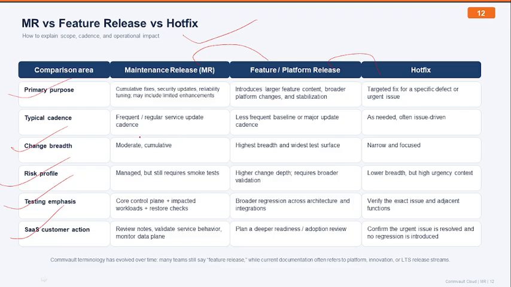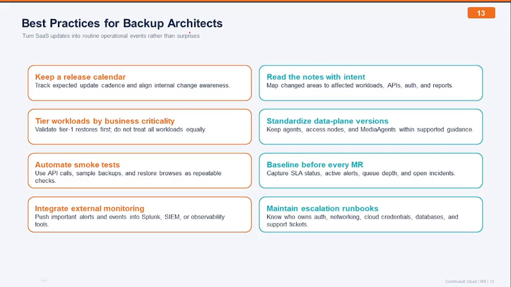What you need to check. But here, what we need to monitor? What's the primary? What's the consequence? You can pause the video and go through each and every component. Backup action: keep a release calendar. Save your calendar. Read the notes with the intent.